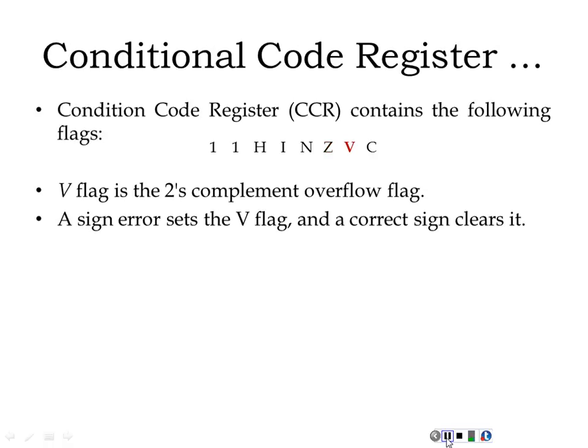Now the most exciting one is the V flag. The V flag is called the overflow flag, and technically this flag is set when the sign of a number is not right. Now how do you know exactly when the flag is set? Now let's look at this slide.